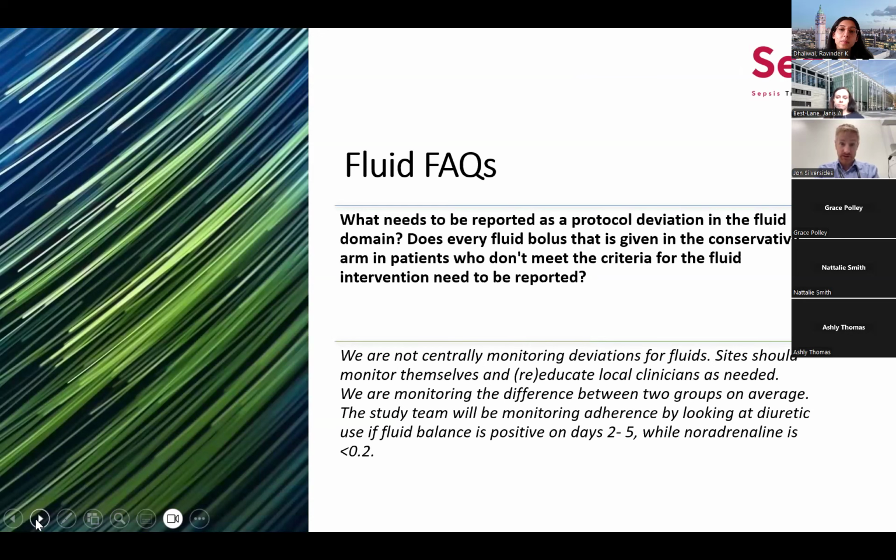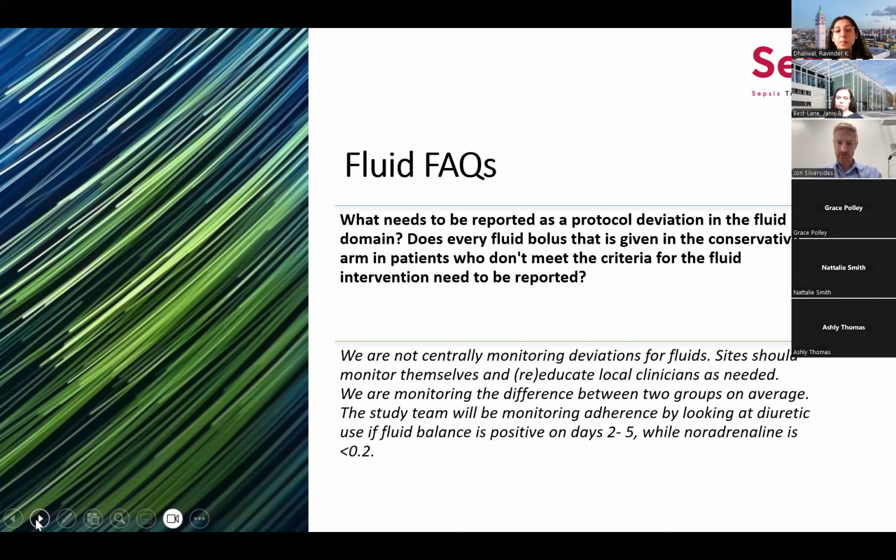What do we report as protocol deviation? Do we want to know about every fluid bolus that's given? No. So we accept that this is a pragmatic trial. We accept that in 60 sites across the UK, we cannot keep tabs on every fluid bolus and every single thing that happens. So we would like you to monitor it yourselves, keep an eye on it, re-educate. We're happy to provide resources for that if you need us to.